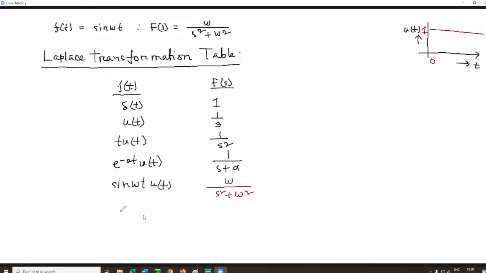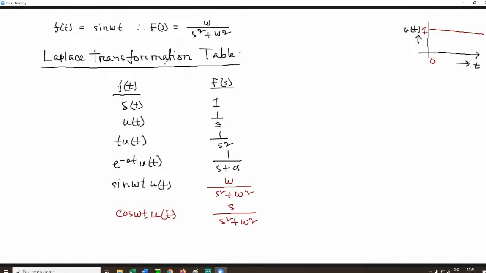Okay, if you write for cos omega t, what will be the value? S by s square plus omega square. Okay, so this is the Laplace transformation table. So please remember this table. We need this table in future when you solve some mathematics.